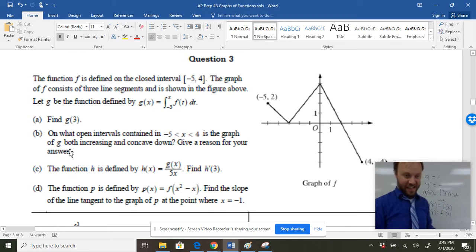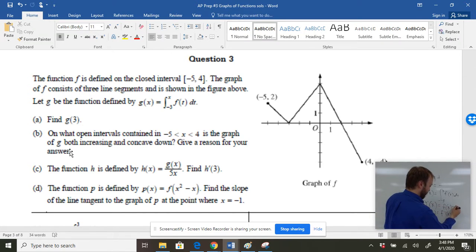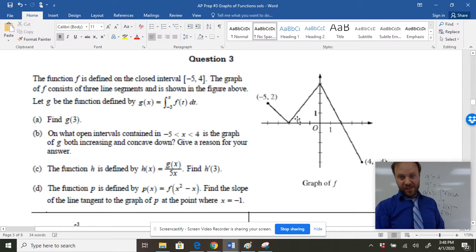So anyway, if we take a look at this, we need to figure out when g is increasing, okay? That's when g prime is positive, okay? That means that function f needs to be positive, okay? And we can see here function f is positive all the way along here. Actually, it's positive everywhere from -5 over to 2, okay?